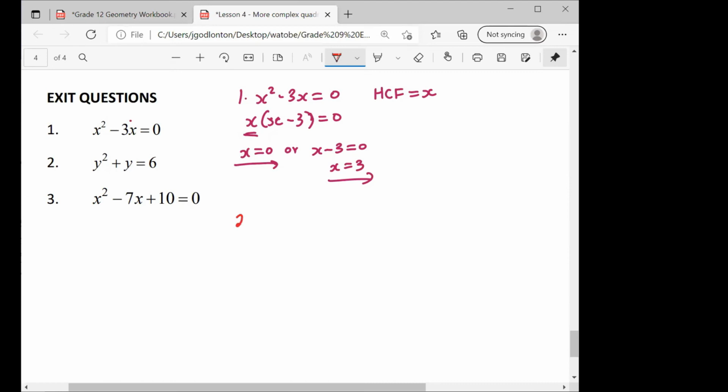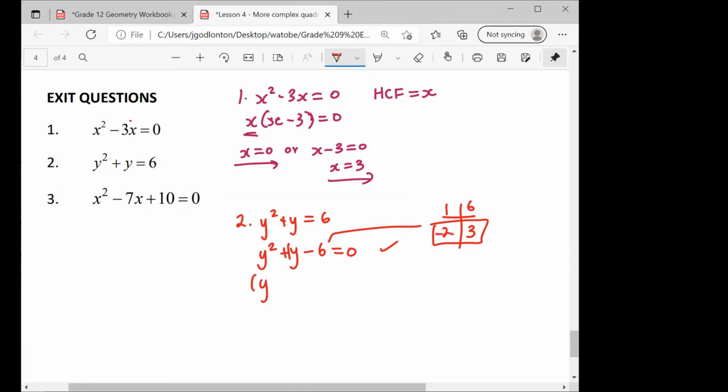Okay, question 2. y squared plus y equals 6. First step, move it over. You see your signs, good. Okay, move it over. Minus 6 equals 0. First mark, if you did that, awesome. Next step, we want to work with our factors of 6. 1 and 6, 2 and 3. So I can see I need to use this pair. I need a positive 1. So I need positive 3 minus 2. So I'm going to have y minus 2.